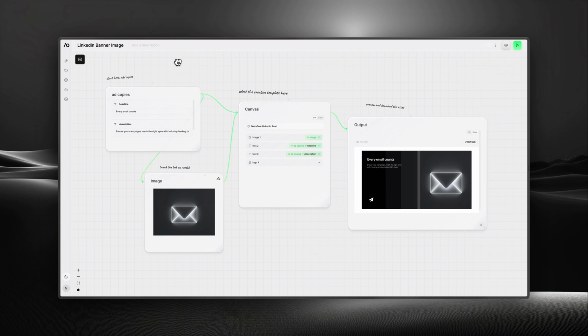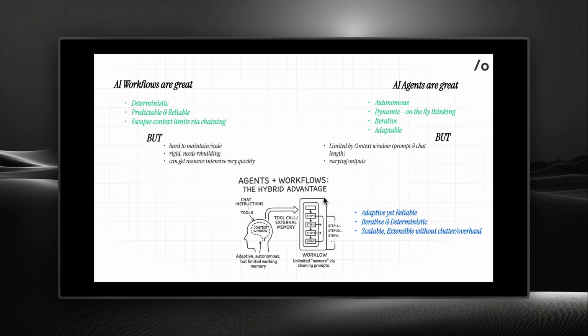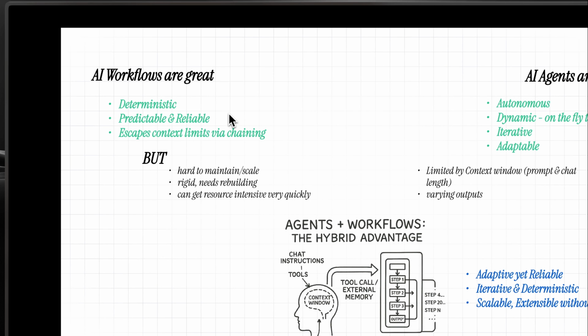I want to contrast two modes of AI work, the workflow and the agent, and then show you why the smartest approach is a hybrid of the two. Workflows, like you might know from n8n, Gumloop, or Zapier, are the clockwork of the AI world. Deterministic, step-by-step, unflinchingly predictable. They excel at doing exactly what you tell them, in the order you tell them, forever. You can chain prompts, break past context limits, and get reliable outputs.